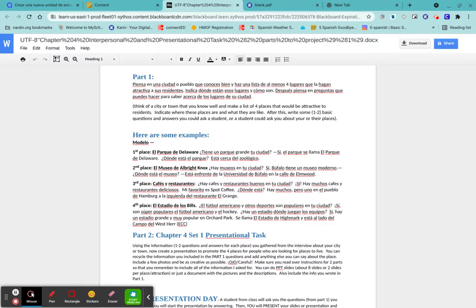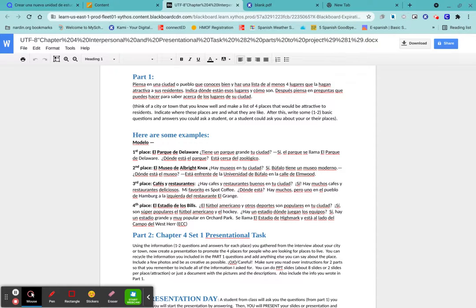Then I put El fútbol americano y otros deportes son populares en tu ciudad. And then my question answer was, sí, son súper populares el fútbol americano y el hockey. And then the second question I had is, ¿hay un estadio donde juegan los equipos? And I said, sí, hay un estadio grande y muy popular in Orchard Park. Se llama el Estadio de Highmark, which I didn't know they changed it, but el Estadio de Highmark, y está al lado del campo del Westher.